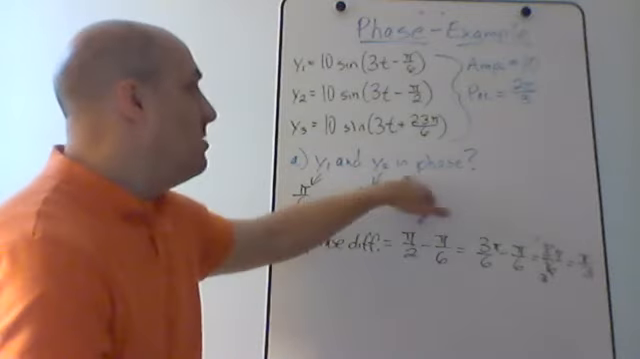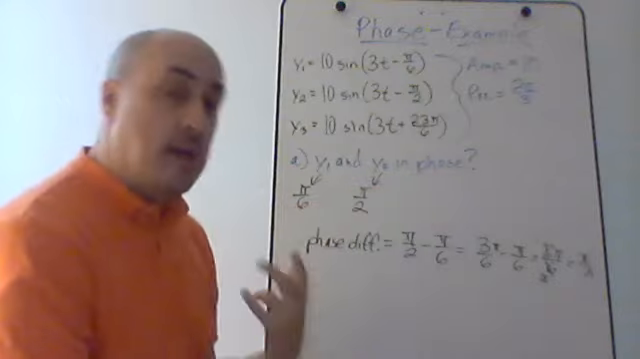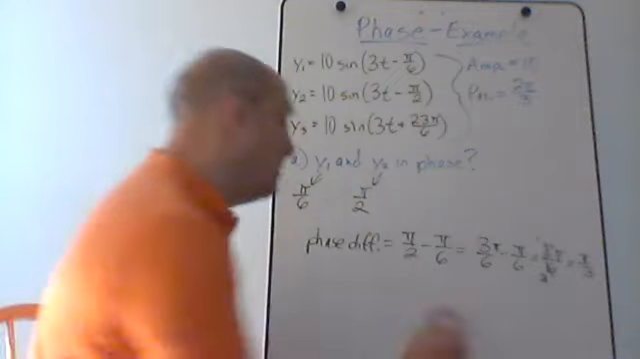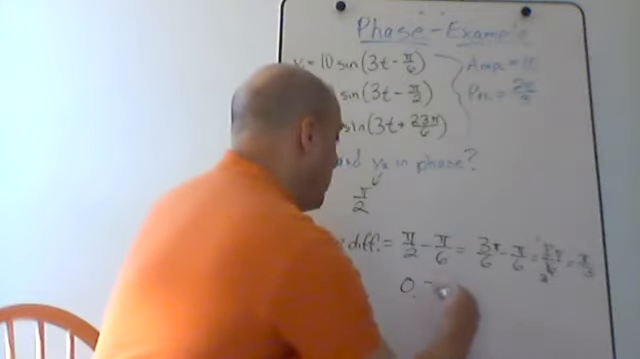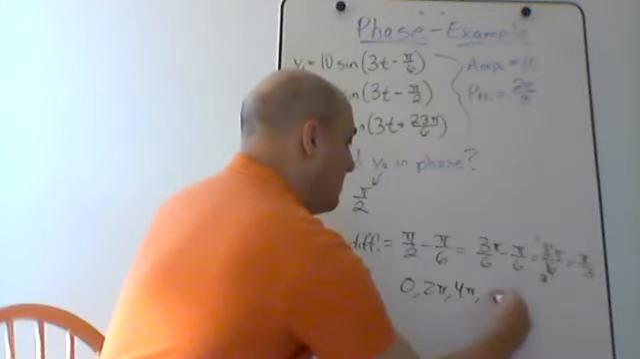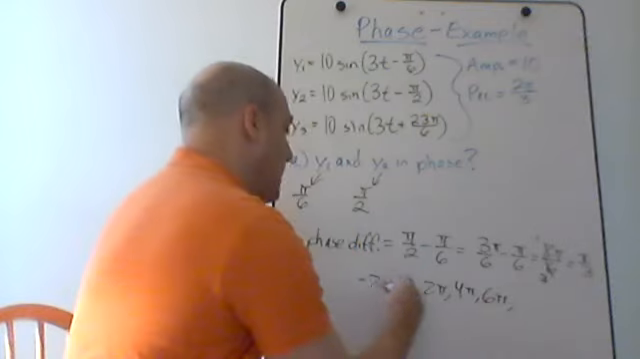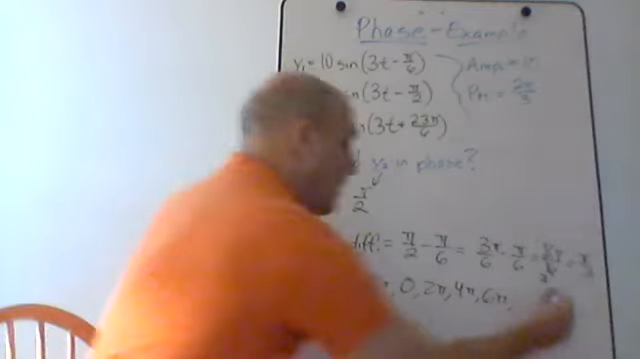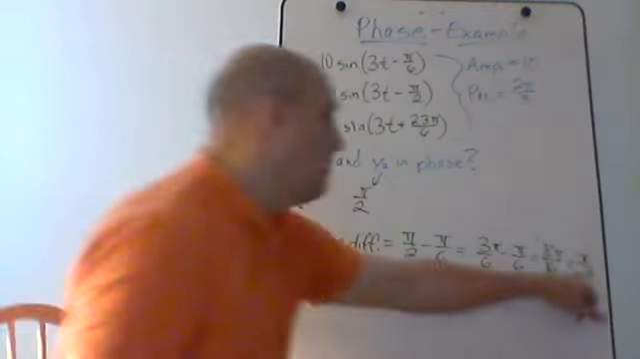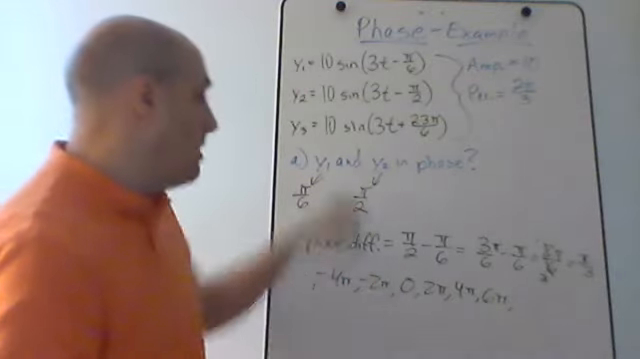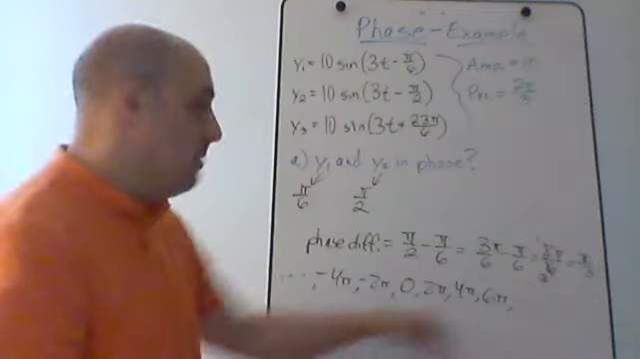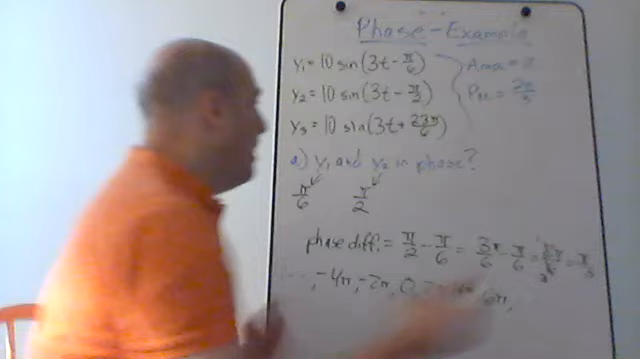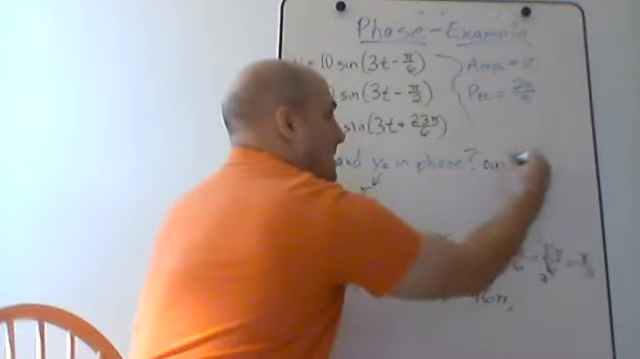Now, if these two are in phase, the phase difference would be a multiple of 2 pi. If it's not a multiple of 2 pi, they're out of phase. The multiples of 2 pi would be like 0, 2 pi, 4 pi, 6 pi, negative 2 pi, negative 4 pi, and so on. So is pi over 3, the phase difference of these two curves, a multiple of 2 pi? It's not. So y1 and y2 are not in phase, they are out of phase.